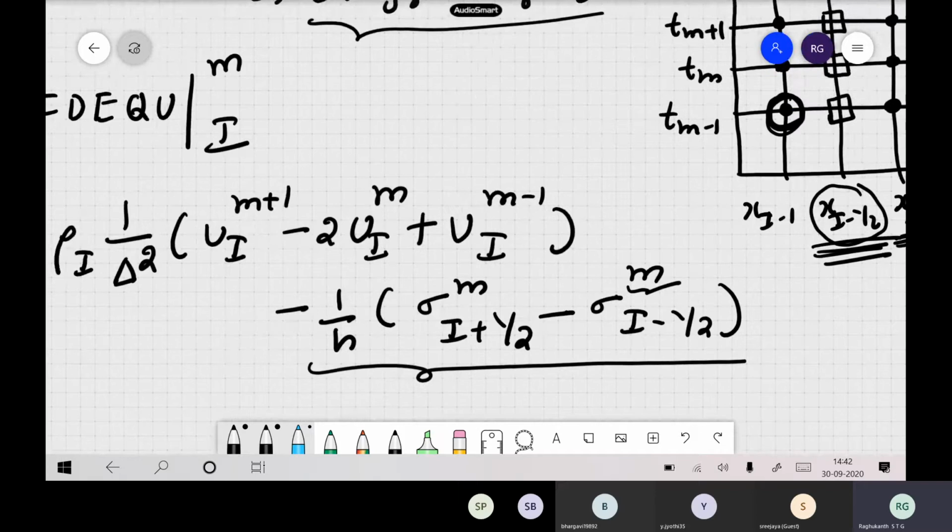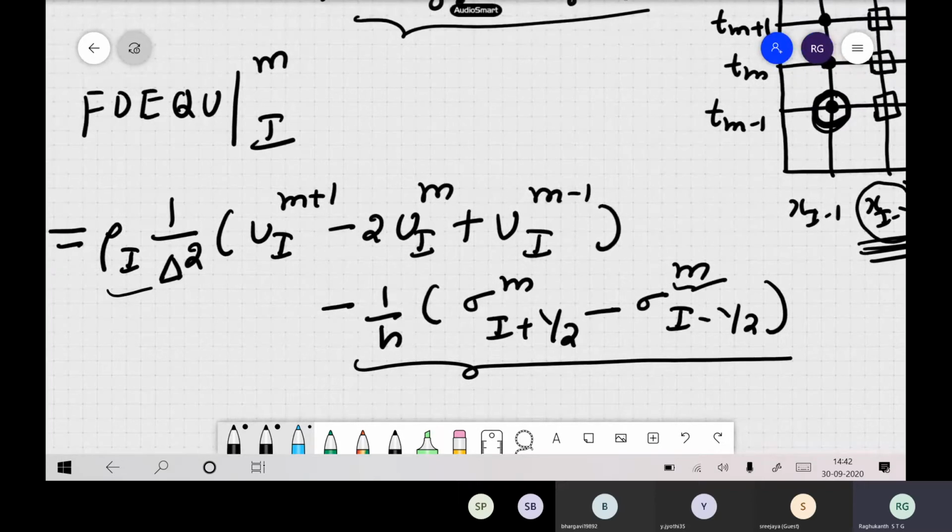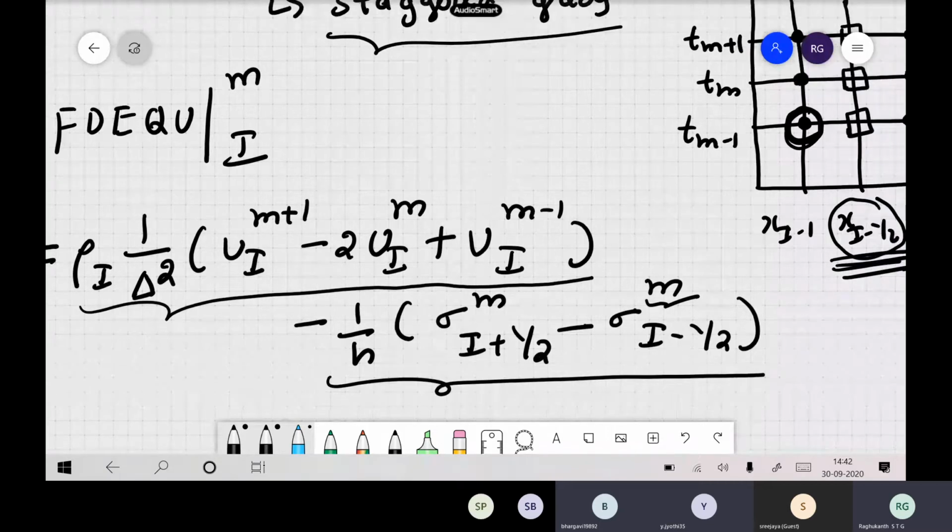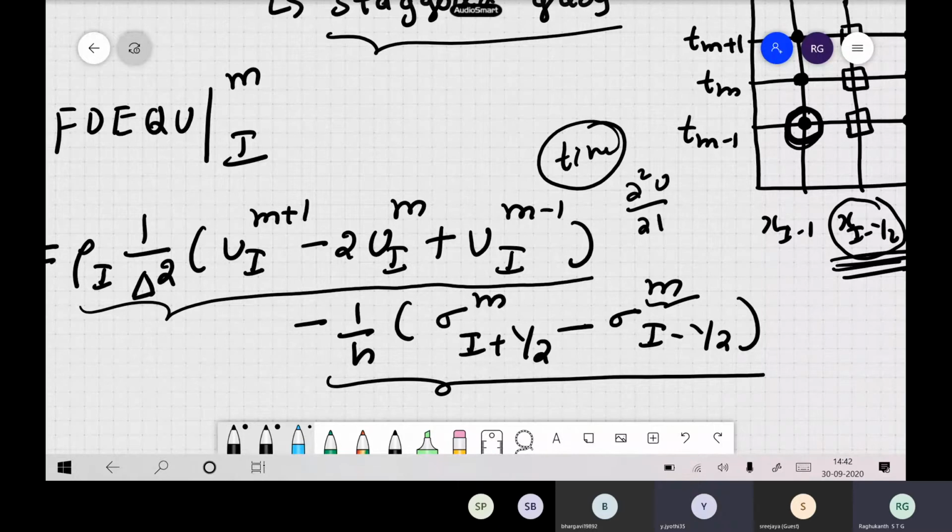Now you see the first term, what does the first term indicate? What is this term? What are you doing here? So we are at i, taking different m time. Now first thing is it is with respect to time. What is this term? It is nothing but the second derivative, dou square u by dou t square.